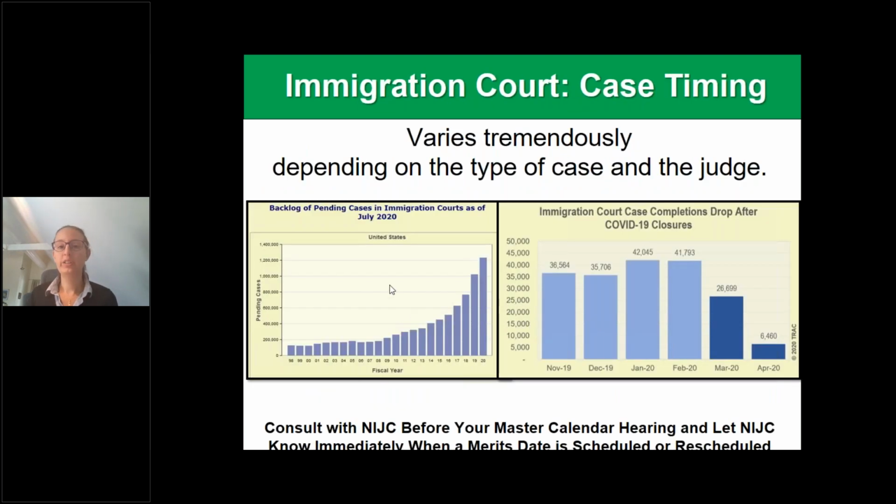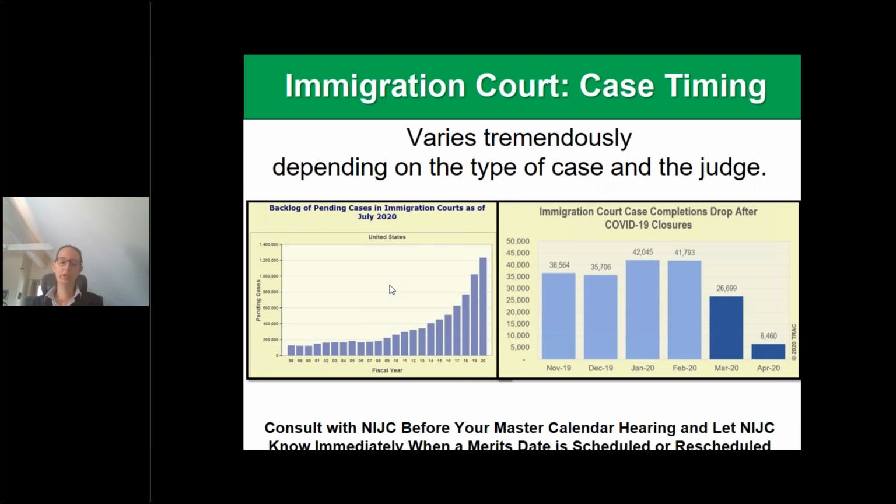In immigration court, timing really varies depending on the type of case and which judge you're in front of. Detained cases move much faster than non-detained cases, and the immigration court in Chicago has a very large backlog of cases. You will be scheduled for 2 different types of hearings if you are in immigration court. The first is a preliminary hearing called a master calendar hearing.